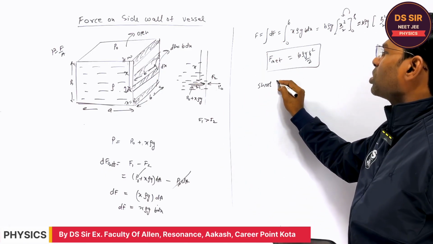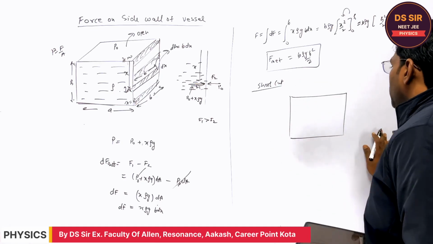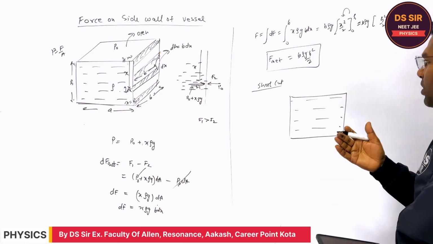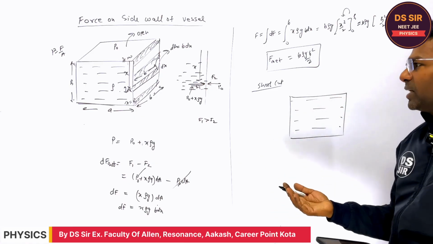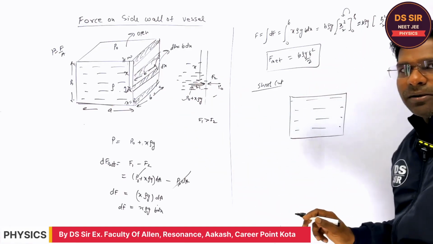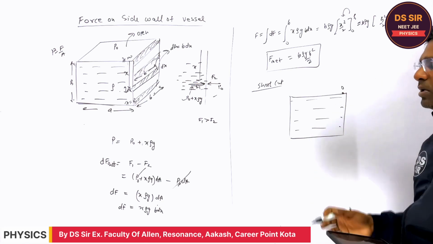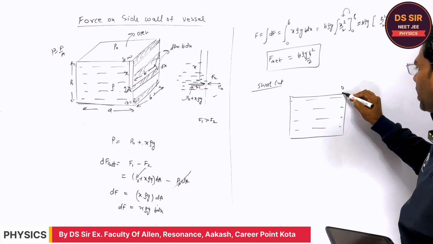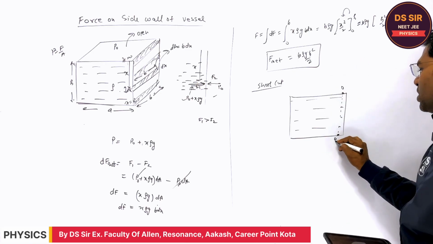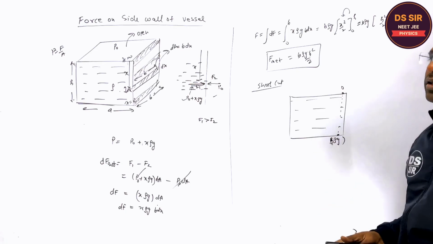Although this is the derivation, I am telling you the shortcut. What is the shortcut? Listen one thing. If this is the container and you are looking from its side, ignore the atmospheric pressure, because the atmospheric pressure from both sides will cancel each other. You tell me, the gauge pressure at this point is what? Zero. As you are moving down the pressure is increasing: x rho g is the pressure at this point.